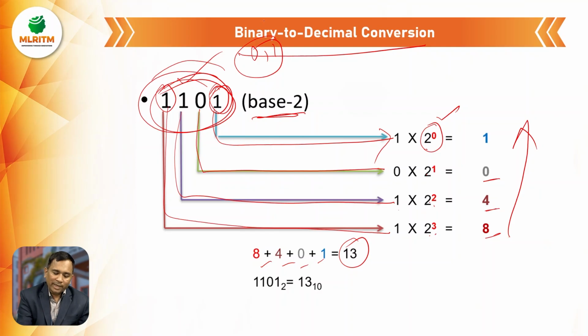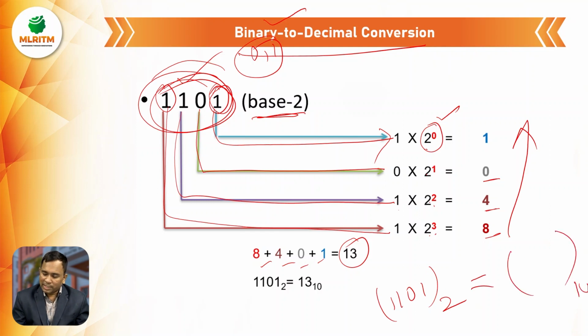My main motive is to convert a binary number to decimal. So in this case, my input number 1101 is a binary number, but I want the output in decimal format. So in decimal format, finally my output is 13. 13 is the decimal number. Like that, my binary number 1101 is converted into the decimal number.